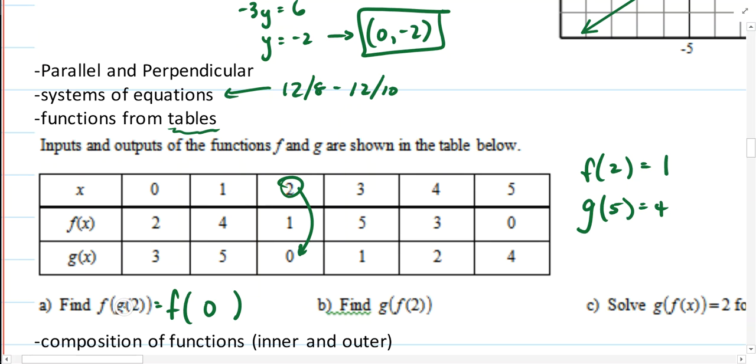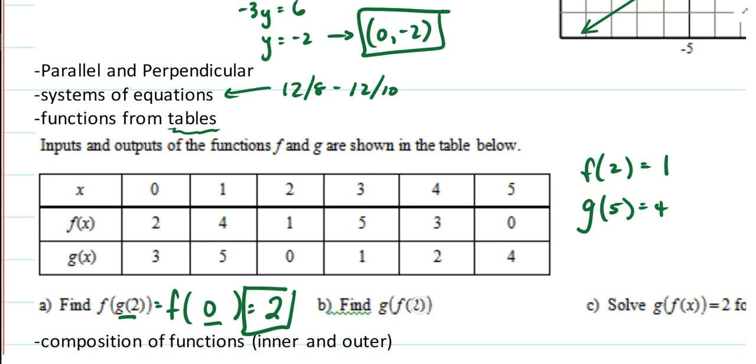So f evaluated at g of 2 is the same as f being evaluated at 0, since g of 2 is 0. And now I'll jump to the 0 value in the x row and look at the f result, and I see the result to that is the number 2.